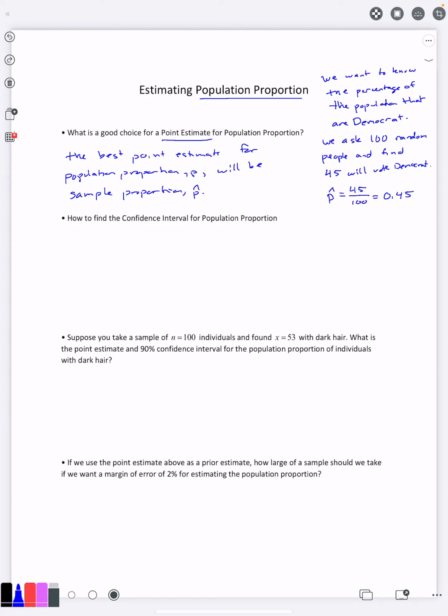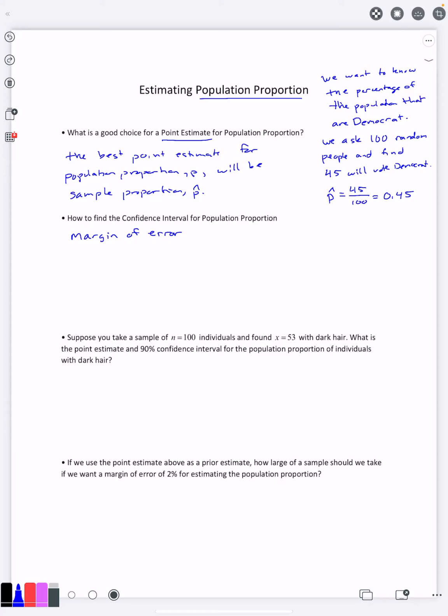Now we need to find the confidence interval. And to do the confidence interval, we need a margin of error. Now, I'm going to give you a formula for this and show you how you would solve it by hand. But then we're also going to show you how to do it in the calculator later on. And the idea was, I said that our sample was 45%.